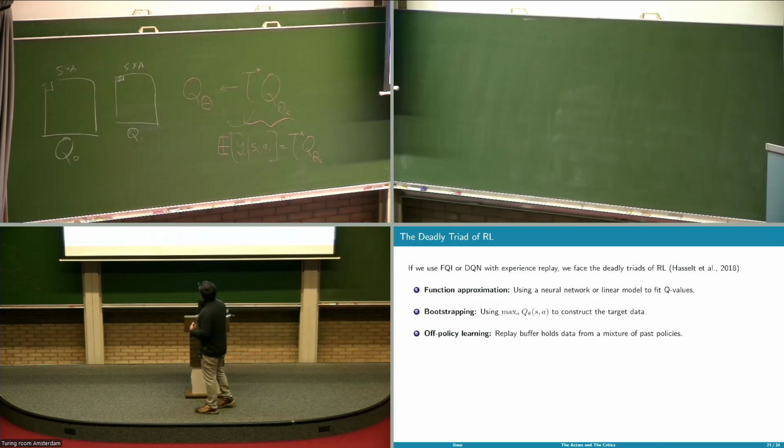Here you are using function approximation, some neural network, some linear regression or something. For Q, you are bootstrapping. You are using this max over A of Q_theta(S, A), which is really an outcome of Q_theta itself, to construct the target data. And then you are doing off-policy learning. Since you don't want to become sample hungry, you are not sampling again and again. You are using data collected from the previous episodes to do your regression.